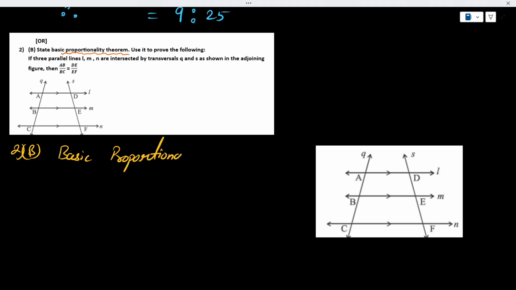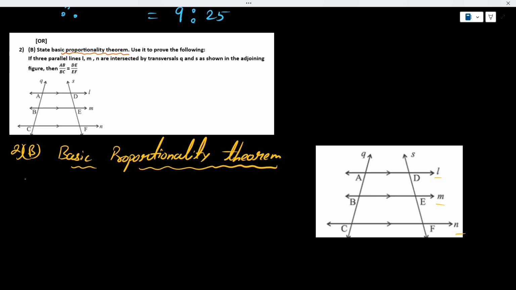Basic proportionality theorem. What is the basic proportionality theorem? Because here the lines are already parallel, they have given. Do you see in this question L, M, N are the parallel lines? Here L and M are parallel lines. That's why they are telling you to write down the statement of basic proportionality theorem, BPT, right?